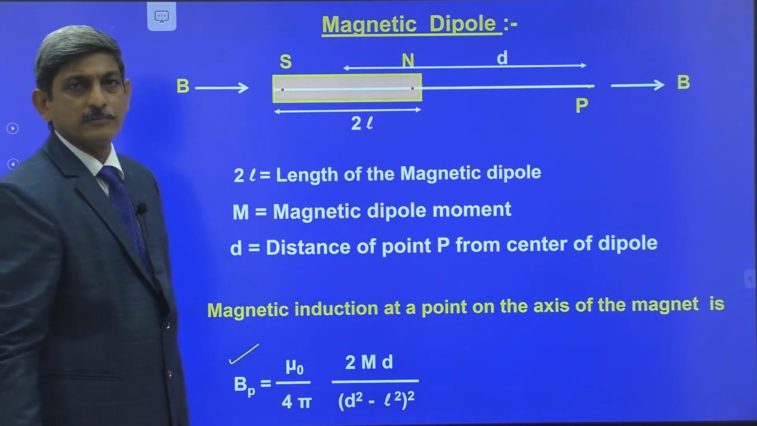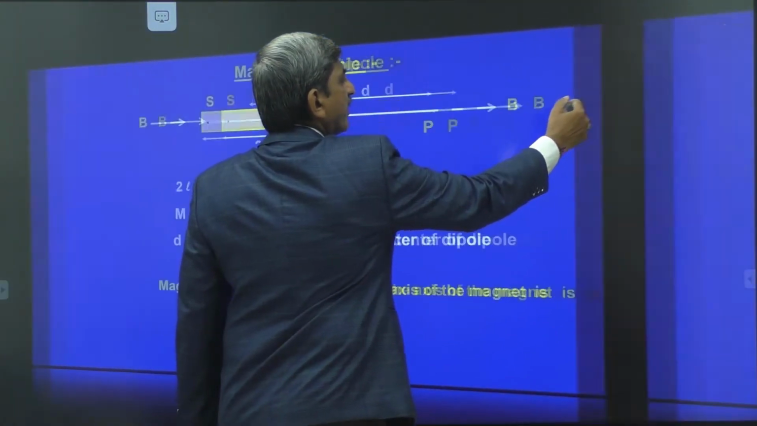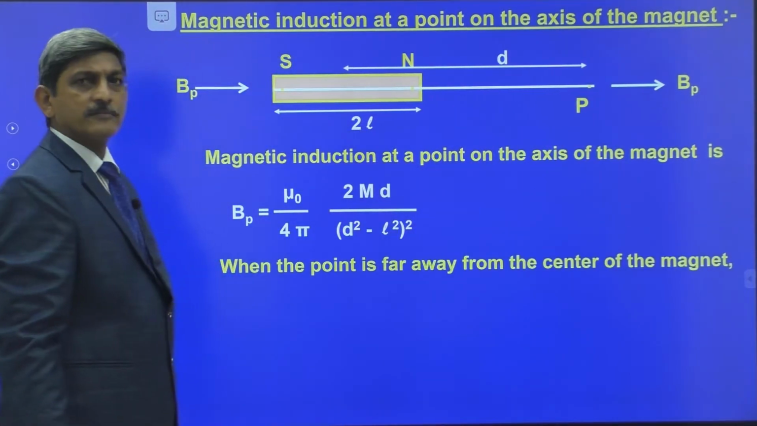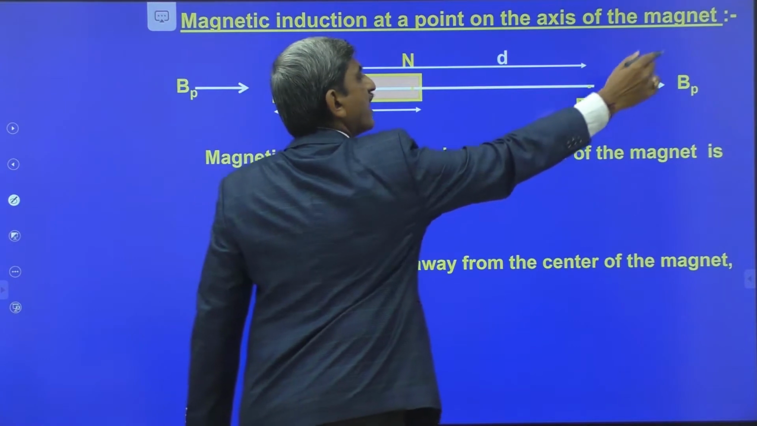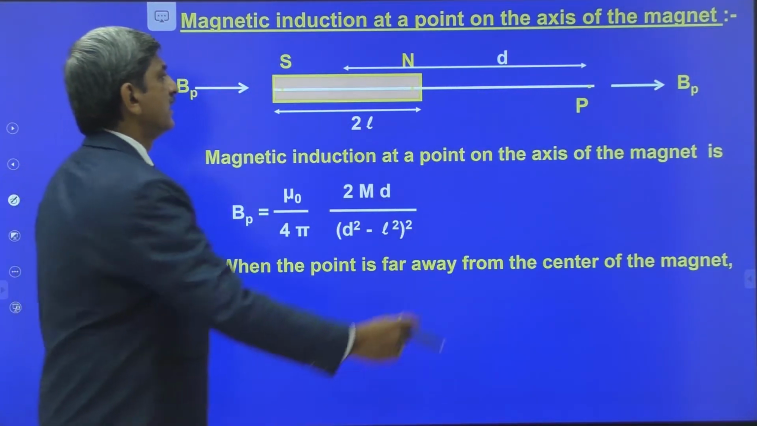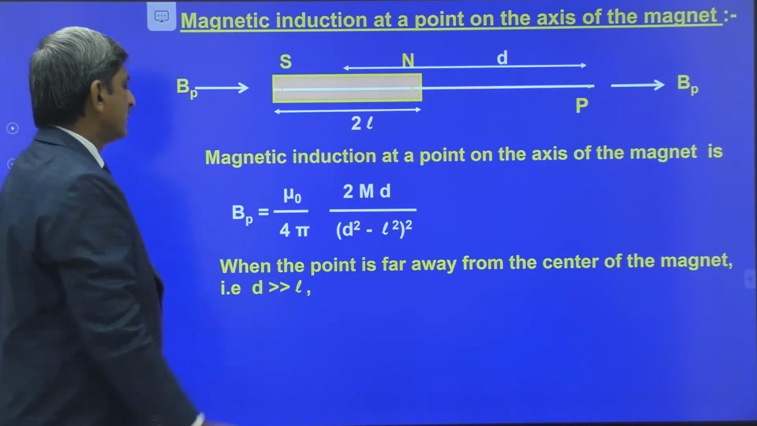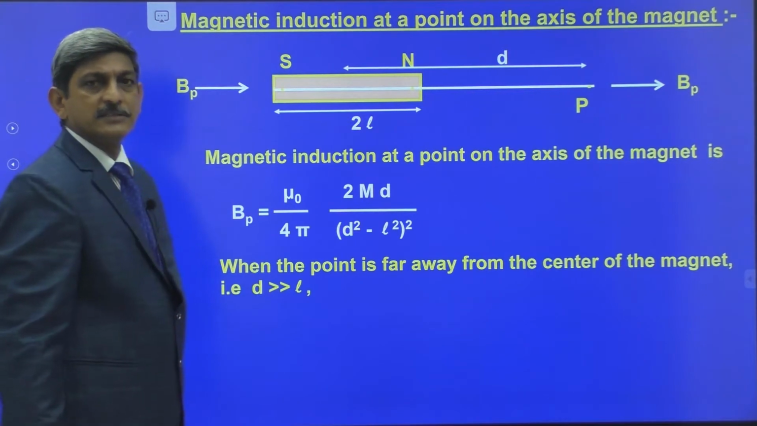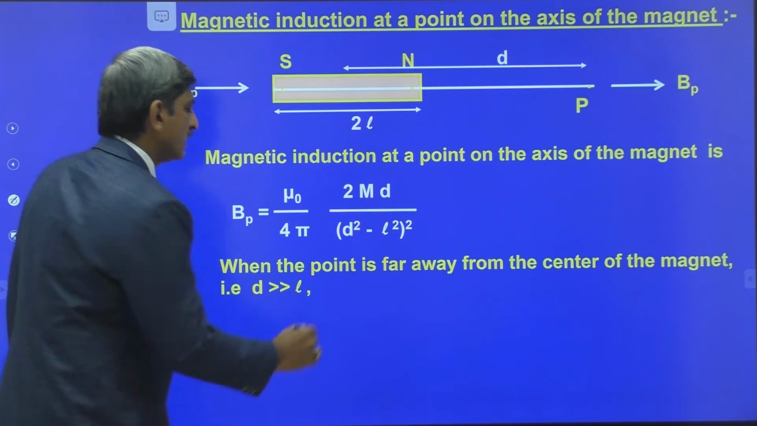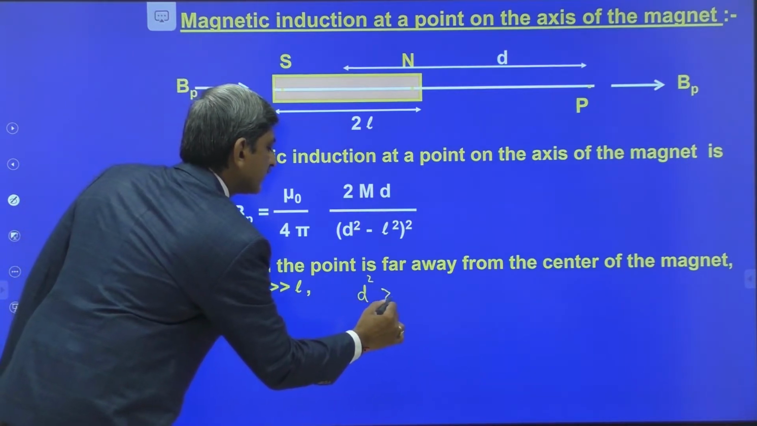If this point P is far away from the center of the dipole, then what happens? Far away means this distance d is very much greater than the length of the magnet. In this case, what happens? If d is very much greater than L, then d square is also very much greater than L square.